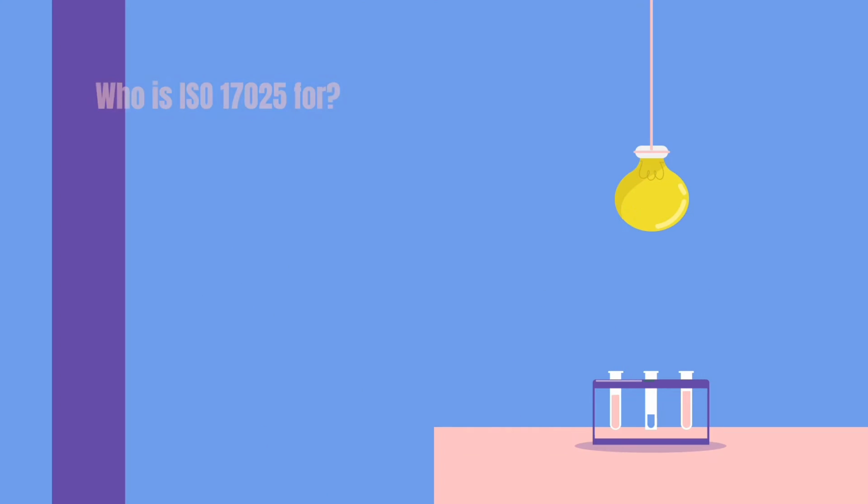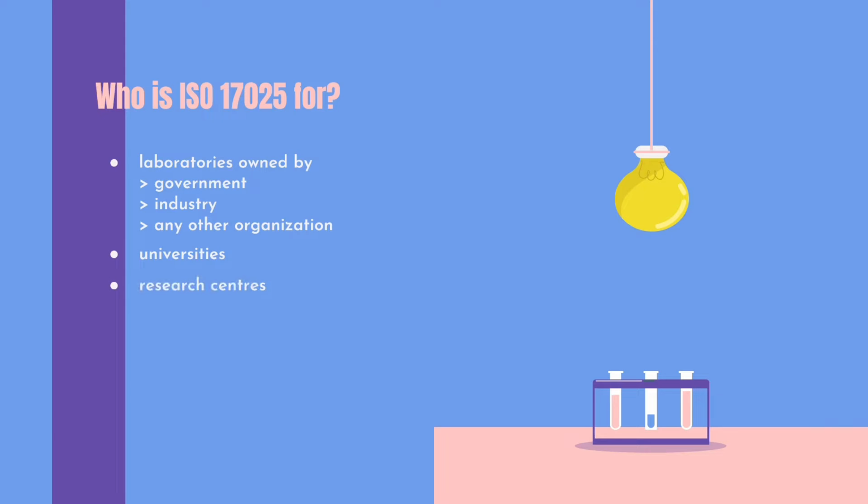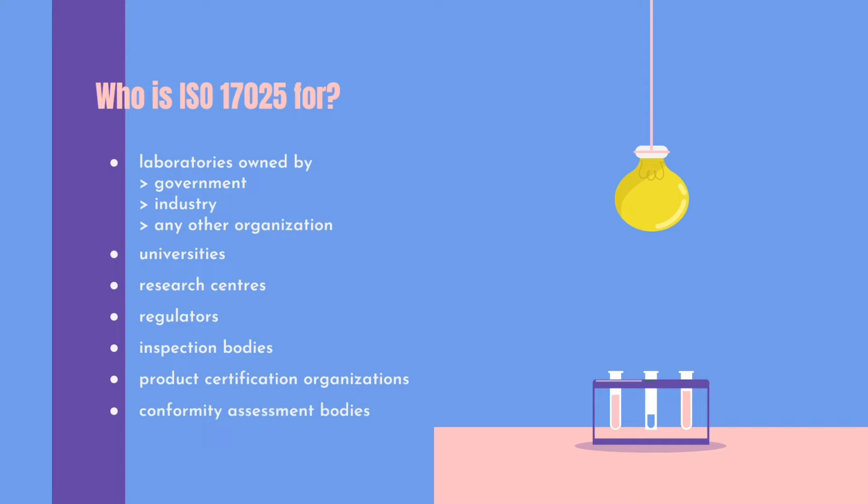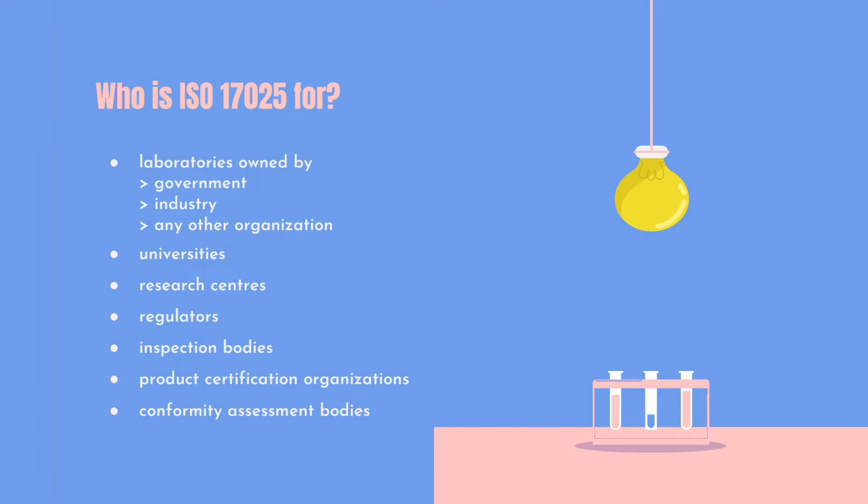Who is ISO 17025 for? It is applicable to all laboratories performing tests and calibrations, whether they are owned and operated by government, industry, and any other organization. The standard is also useful to universities, research centers, regulators, inspection bodies, product certification organizations, and other conformity assessment bodies with the need to do sampling, testing, or calibration.